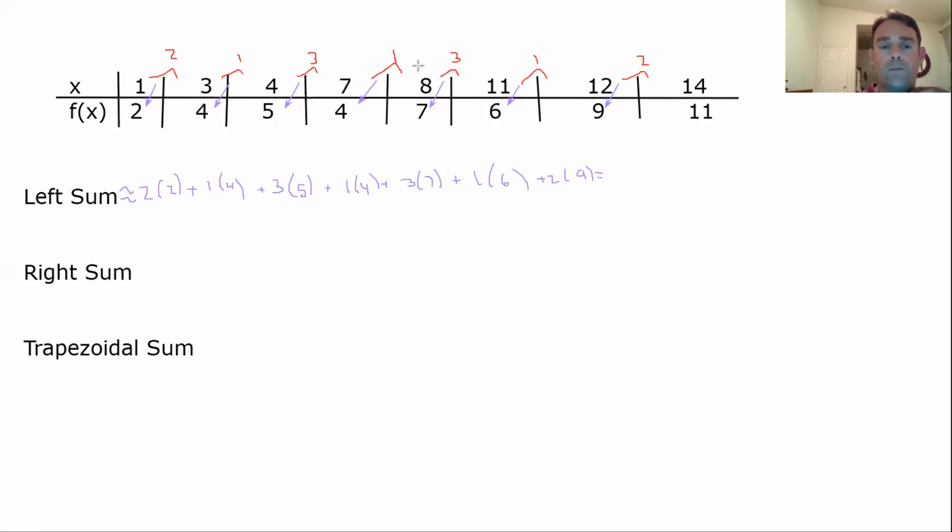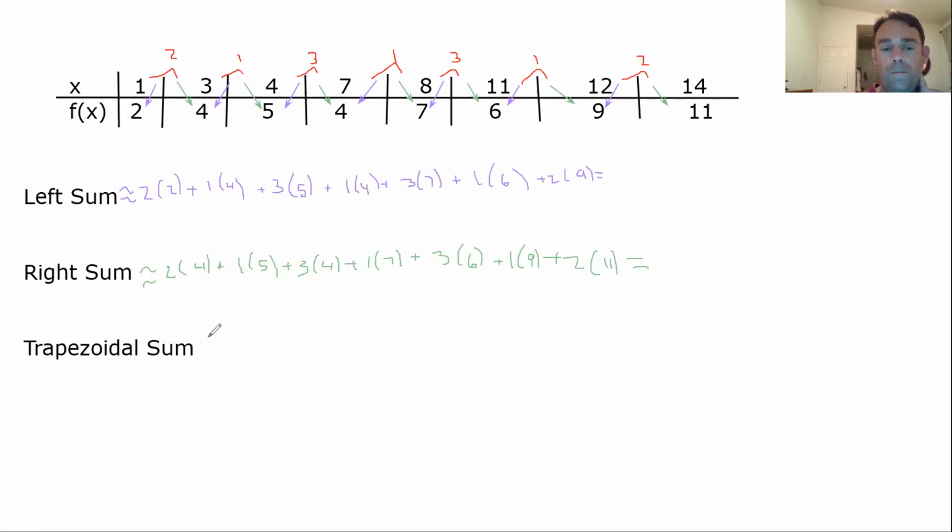The right sum, you just go down the right tail. Again, if we're on the AP test on the free response, we're not actually going to total these up here. So we have 2 times 4, plus 1 times 5, plus 3 times 4, plus 1 times 7, plus 3 times 6, 1 times 9, and 2 times 11. Plug that in your graphing calculator, and you've got yourself an answer.